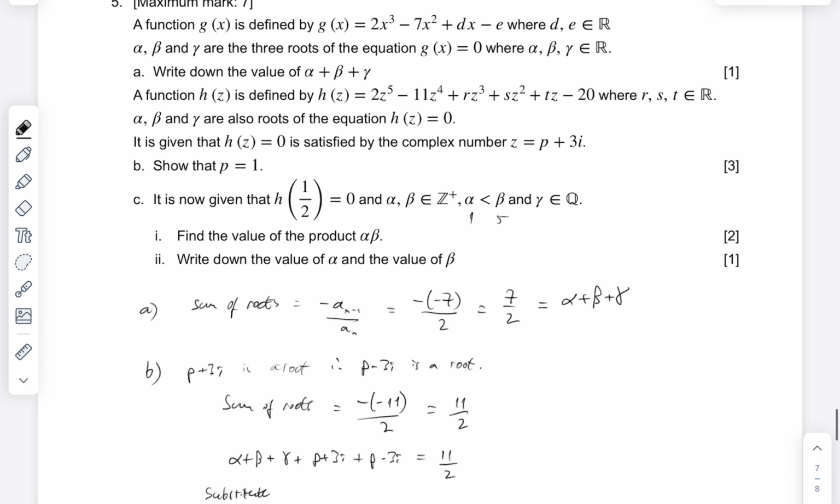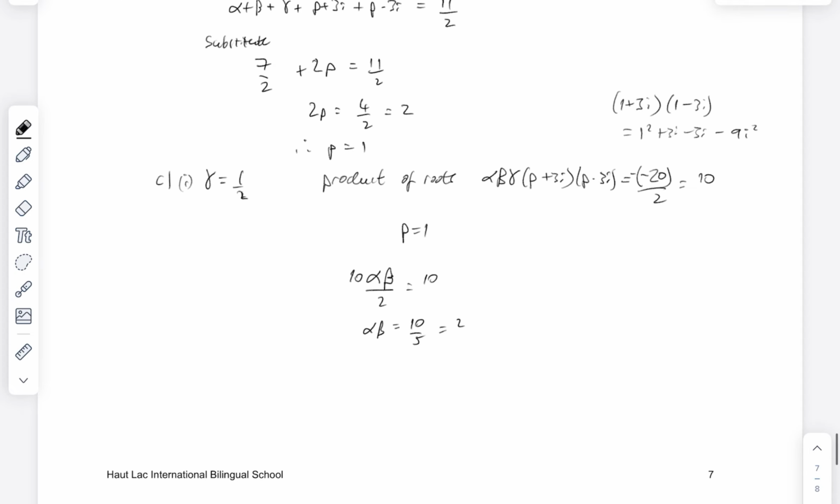So let's look, if alpha beta is 2, they both have to be positive integers, so actually 1 times 2 is the only way of doing it. So alpha must be 1 and beta must be 2. So alpha equals 1, beta equals 2. We can check that. Alpha plus beta plus gamma should equal 1 plus 2 plus a half, which equals 3.5, which is 7 over 2. So that's our check, which is correct.